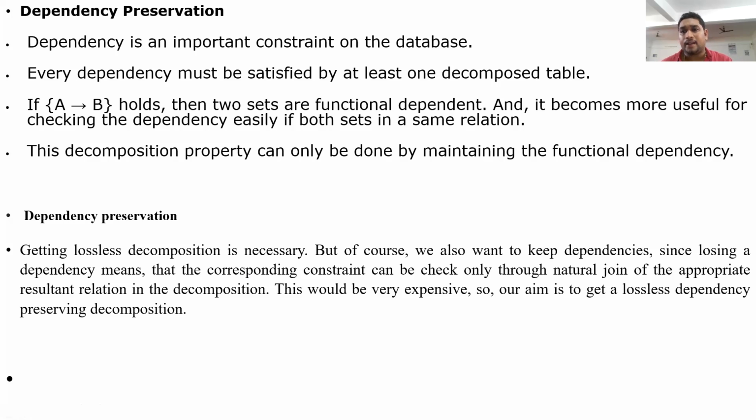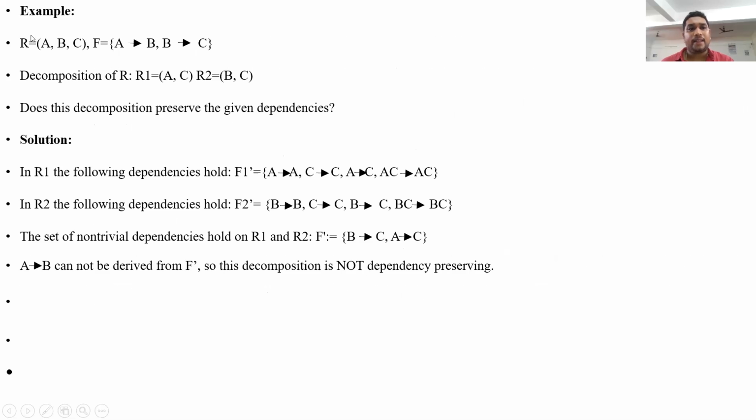So we say that lossless join decomposition is an expensive process. It results in relations in the decomposition, and this would be very expensive, as previously we discussed. Our aim is to get a lossless, dependency preserving decomposition. Let me see an example. I have a relation R, which consists of 3 attributes: A, B, C. I have two dependencies in this relation: A to B and B to C. If you divide this relation, I will get two relations: AC as one relation and BC as another relation.